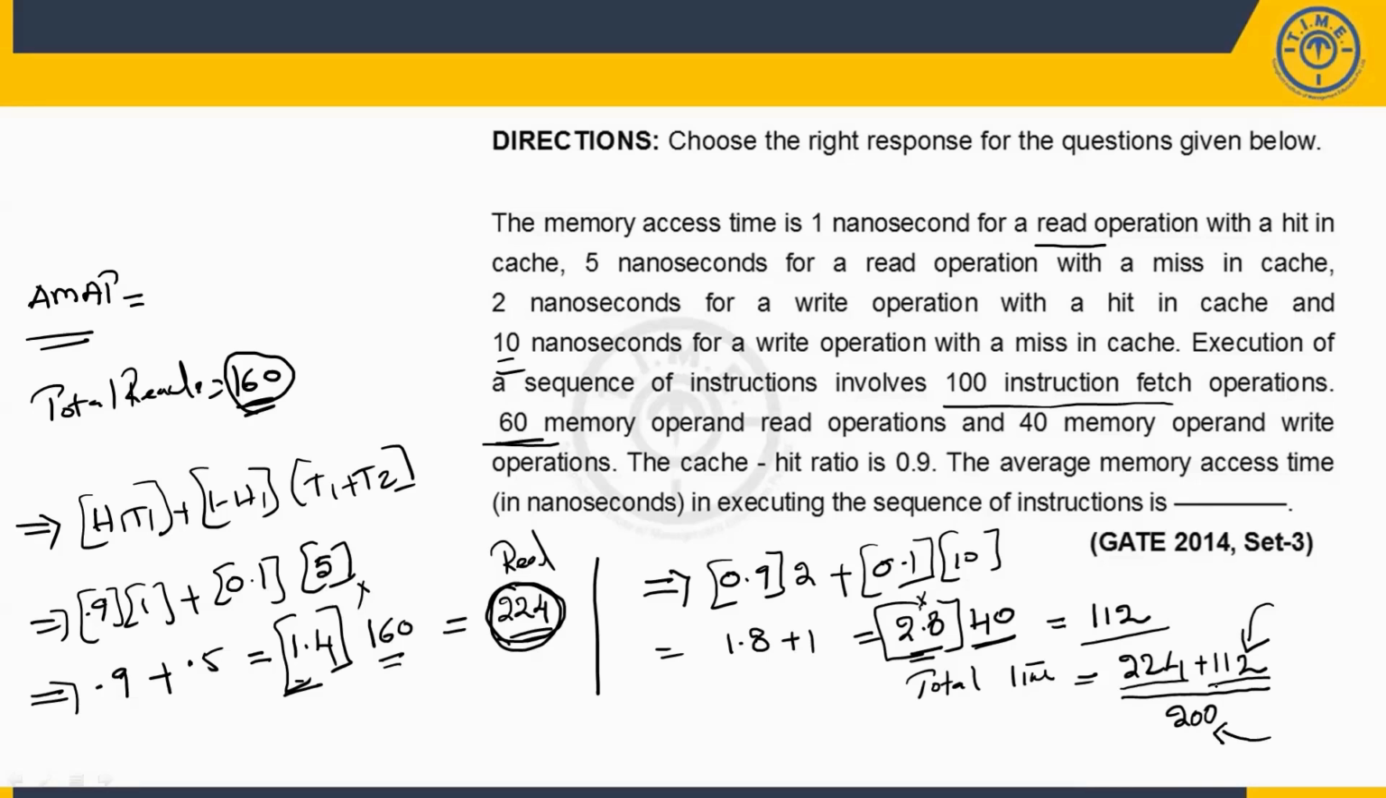224 plus 112 is equal to 336 by 200. 336 by 200 is equal to what? I think it's 1.68, sir. 1.68 is the correct answer. Did you guys get this? Balaji, Ravi? Yes, sir. Now should I repeat anything? Clear, sir.